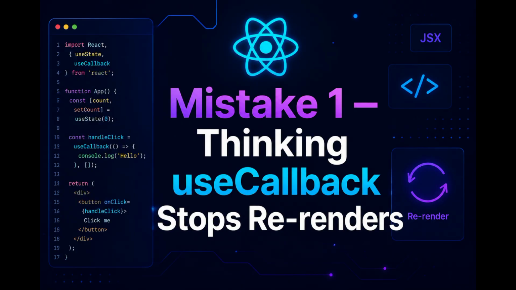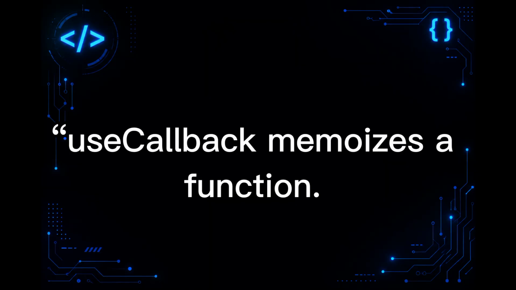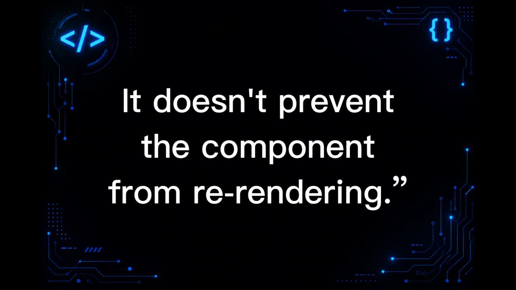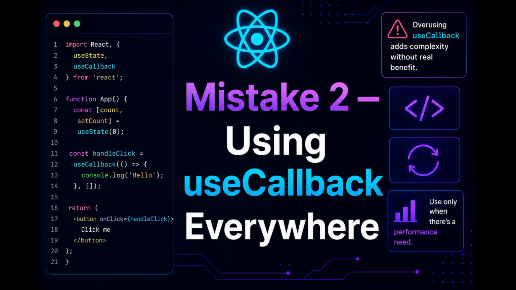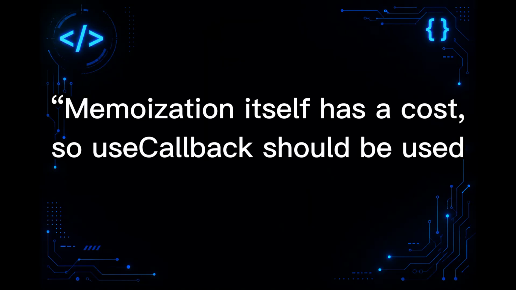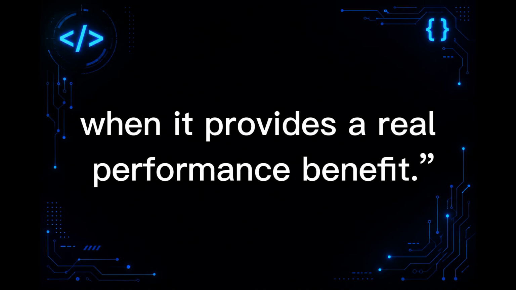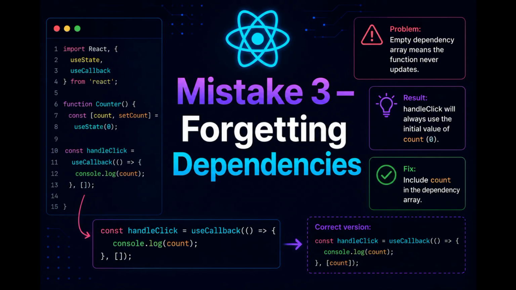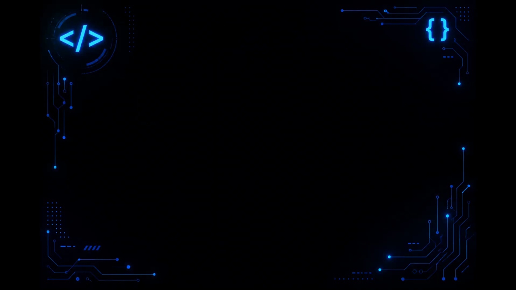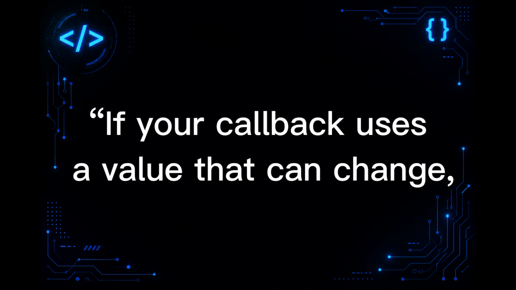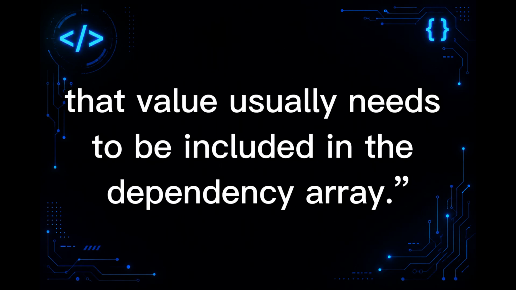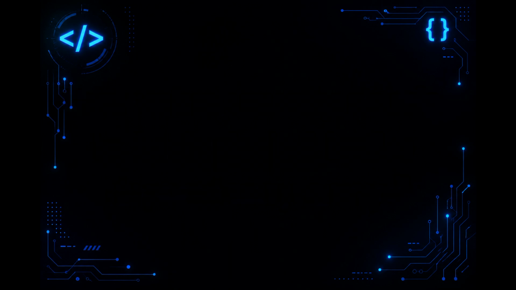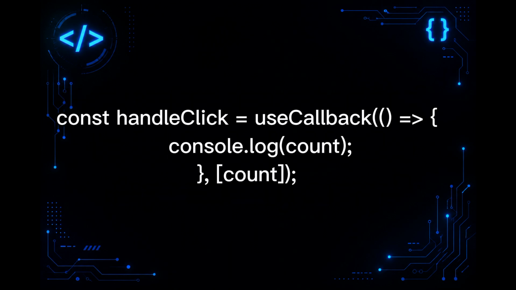The first mistake is thinking useCallback stops re-renders. It doesn't. useCallback memoizes a function, it doesn't prevent the component from re-rendering. The second mistake is using useCallback everywhere. Not every function needs to be memoized. Memoization itself has a cost, so useCallback should be used when it provides a real performance benefit. The third mistake is forgetting dependencies. If your callback uses a value that can change, that value usually needs to be included in the dependency array. Here, count is included because the callback uses count.